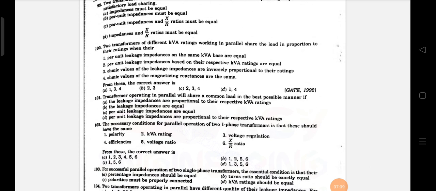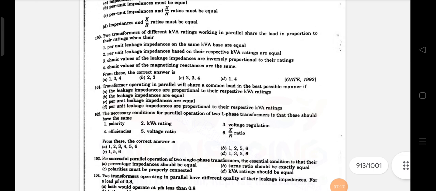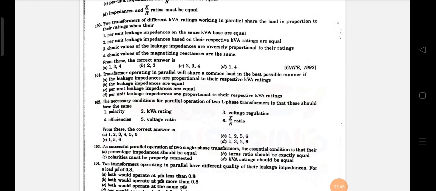Next, 101st question. Transformers operating in parallel will share a common load in the best possible manner when... Now see the first option: the leakage impedances are proportional to their respective kVA. It is inversely proportional, right? That is not correct. The leakage impedances are equal. That is also not correct. Per unit leakage impedances are equal. This is correct. Next, per unit leakage impedances are proportional to their respective kVA. That is also not correct, right? From the given options, the per unit leakage impedances of the two transformers should be equal. That means the third option is correct.